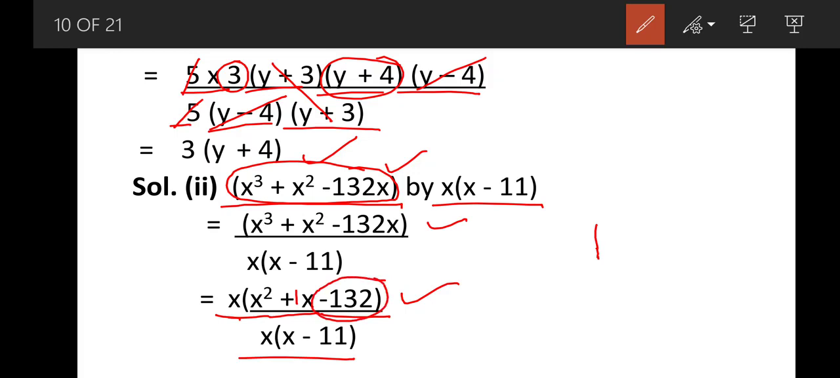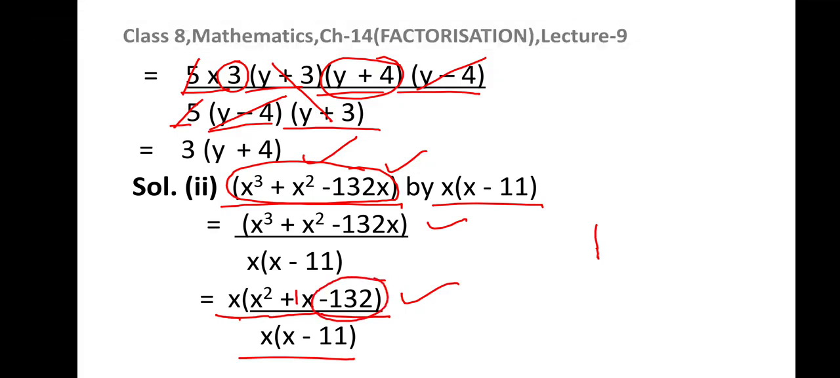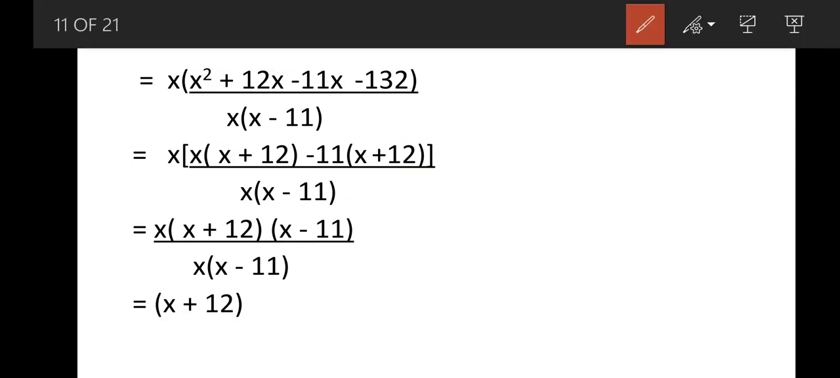So what are those two numbers? Let us see now. Those two numbers are 12 and minus 11. If I add them, I will be getting 1 as the answer, which is the coefficient of the variable x, and if I multiply them, I will be getting minus 132. So I have written x² plus 12x minus 11x minus 132. Now what is the common factor of x² and 12x? That is x, I have taken out. What will be left inside the bracket? x plus 12.